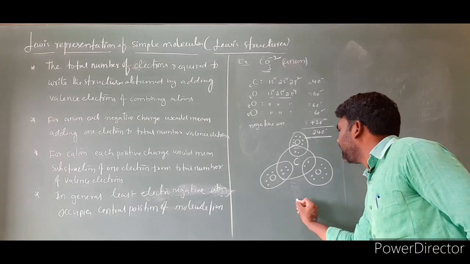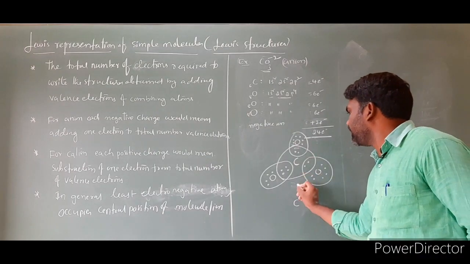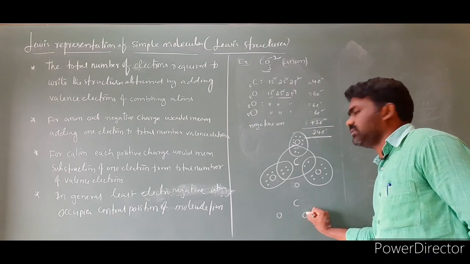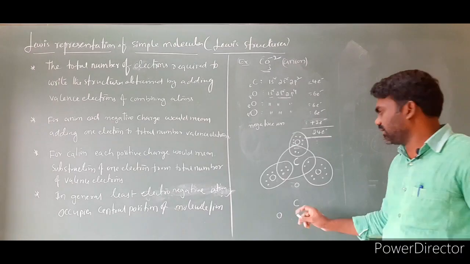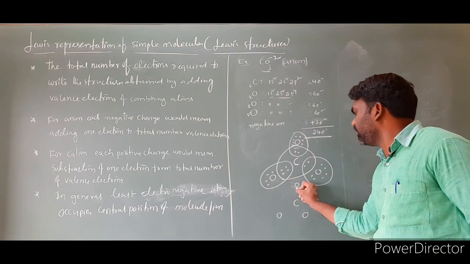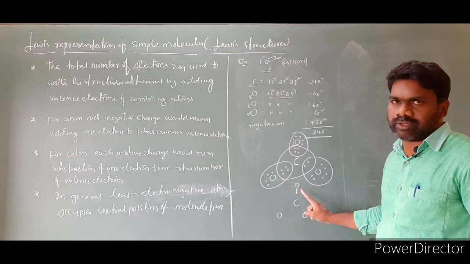So carbon, again I am taking, this is the carbon. Clear? So this is an oxygen, this is the second oxygen, and this is the third oxygen. Clear? 3 oxygens, so 1 carbon. Now here only 1 electron pair is there. So we have to write only 1 bond.